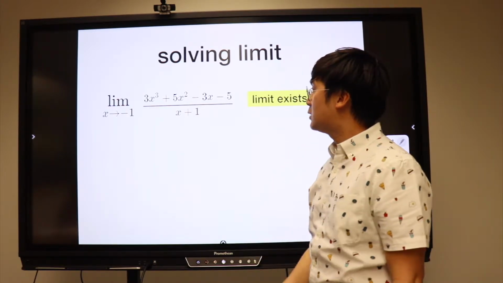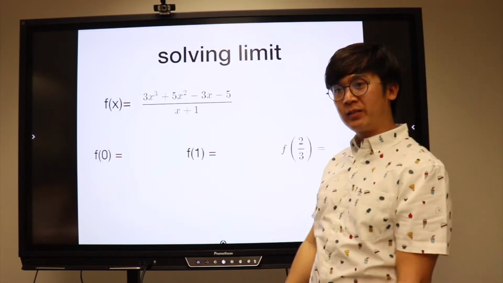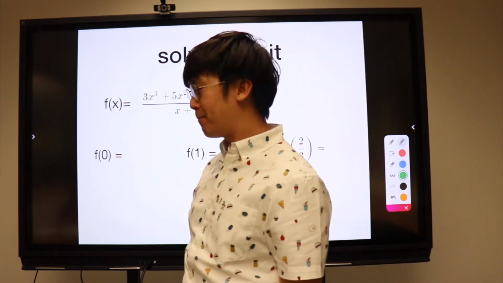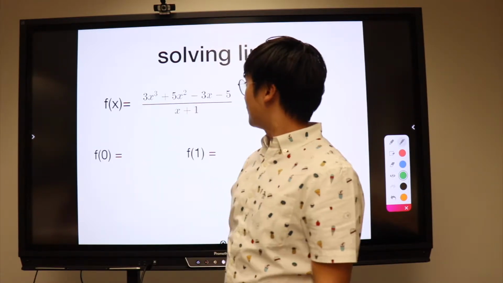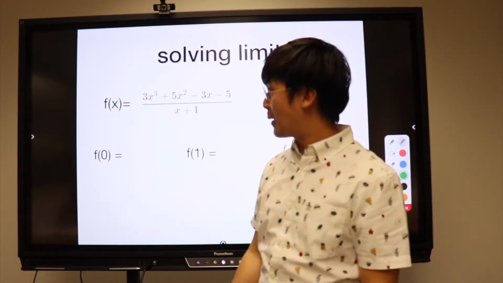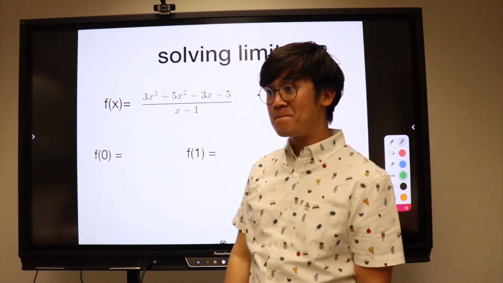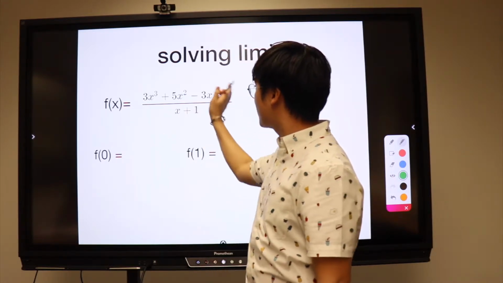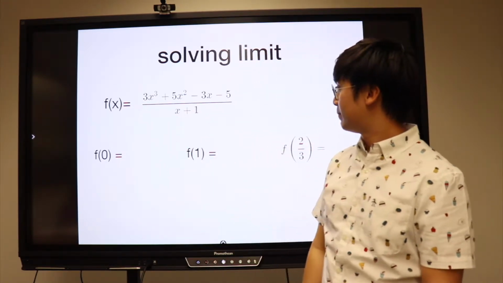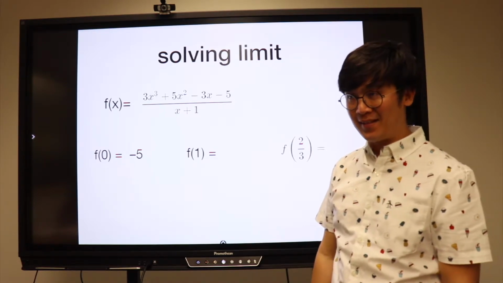How are we going to make it exist? We're going to solve this first. This is our f of x, right? Without using the calculator, pen, and paper, can you solve for f of 0 for f of x? Just look at it. Can you solve it? What is f of 0 if f of x is this function? Negative 5. Oh, good job. You can do mental math.